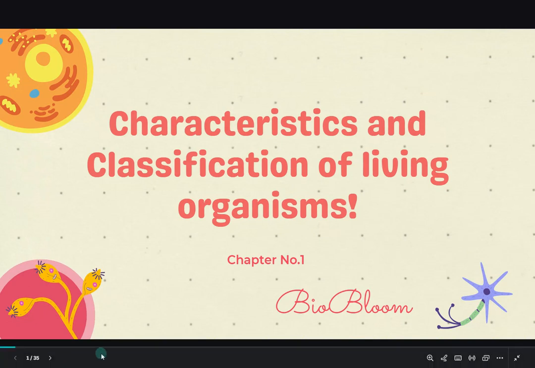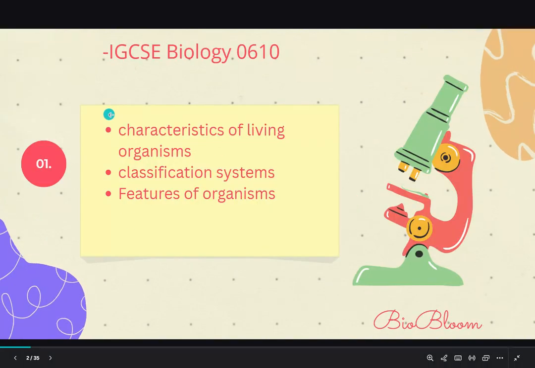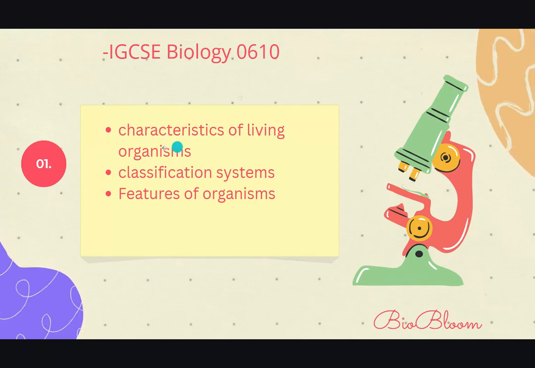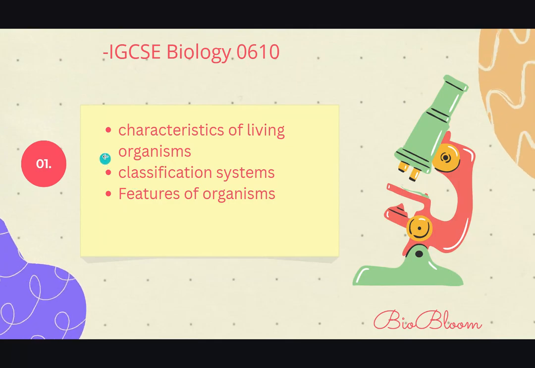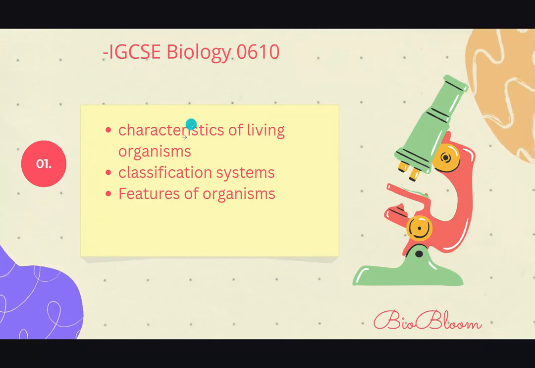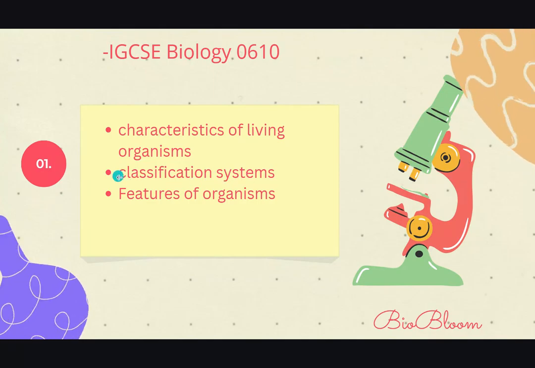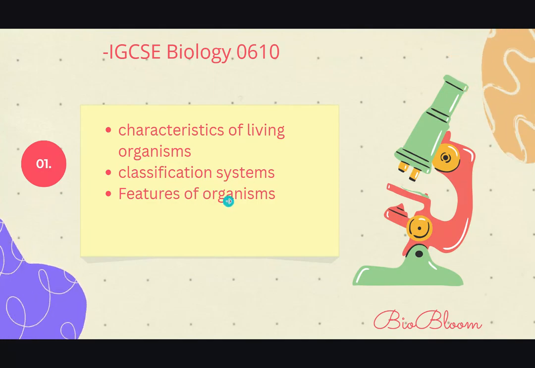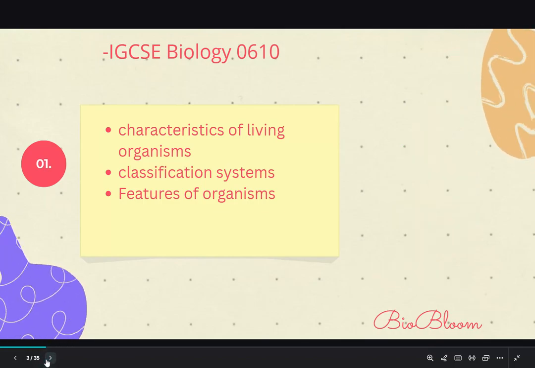All right, so this chapter is divided into three subpoints. The first one is the characteristics of living organisms, which we are going to be discussing in this video. And in the following videos, we're going to cover classification systems and the features of organisms. I hope you enjoy, and let's get started.